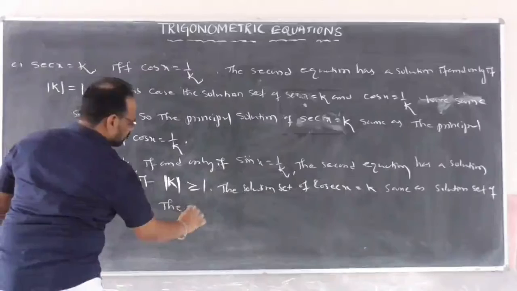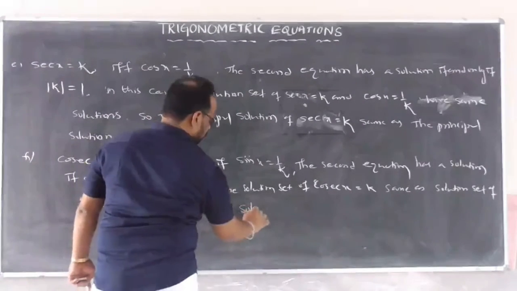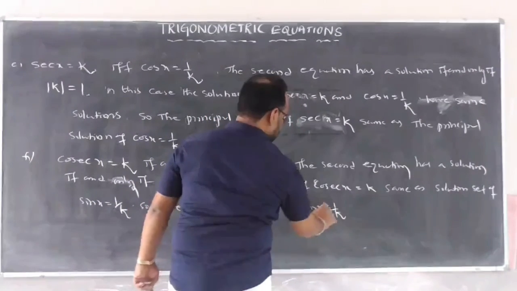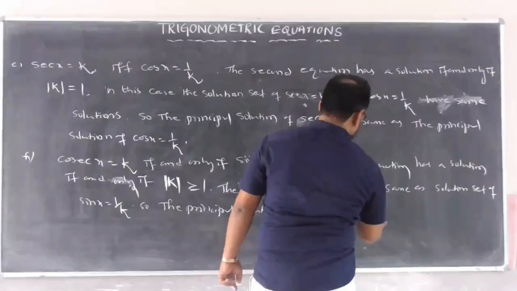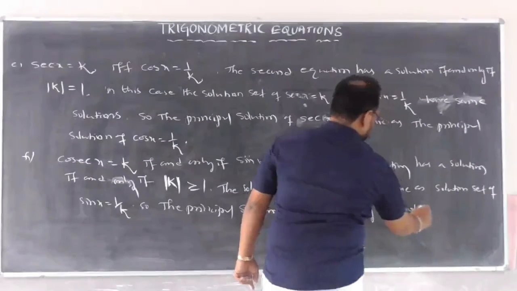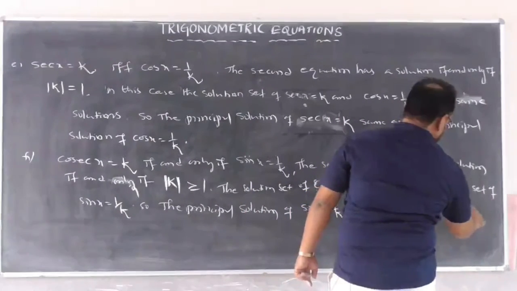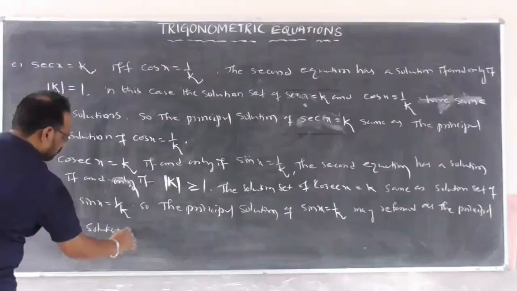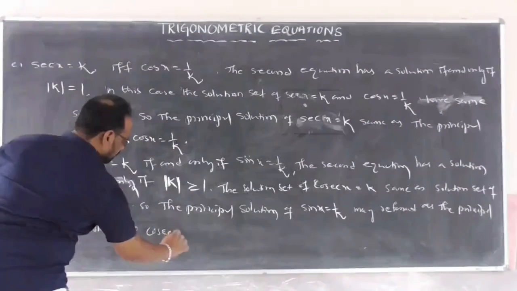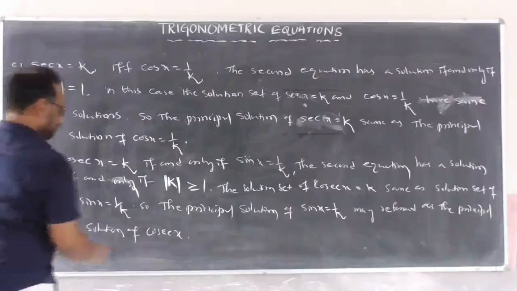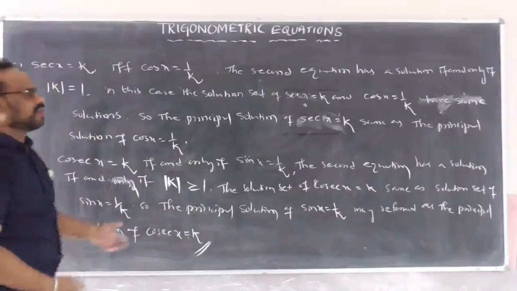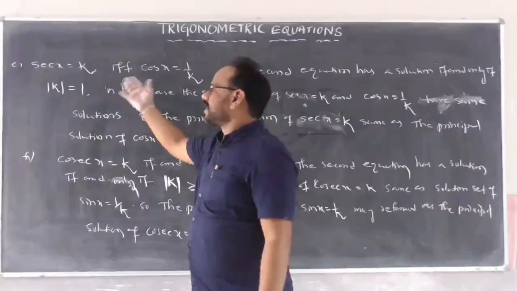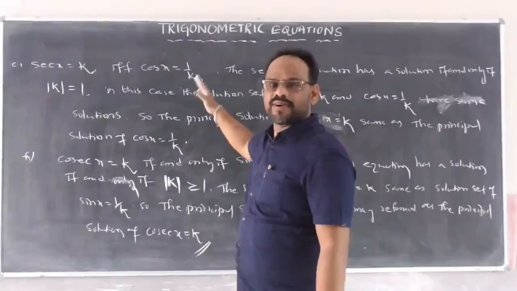So the principal solution of sin x equals 1 by k may be referred to as the principal solution of cosecant x equals k. Observe here, secant and cosecant. If you want secant x equals k, the principal solution means secant x equals k if and only if cos x equals 1 by k.